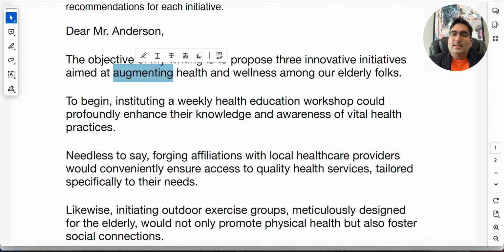Aimed at augmenting, instead of saying improving. A lot of you use that word improve, right? I always change that in your feedback because it's a basic word. You can use words like enhance or augment, augmenting health and wellness among our elderly folks.